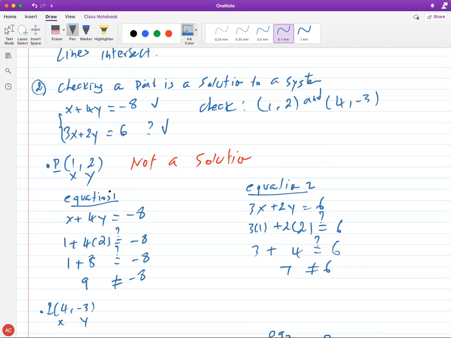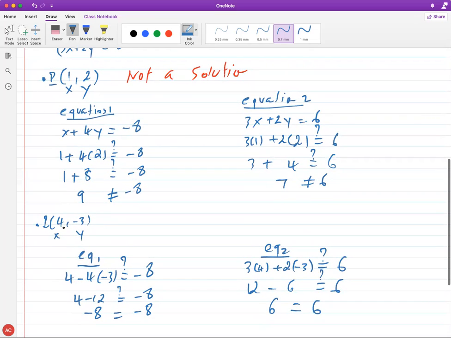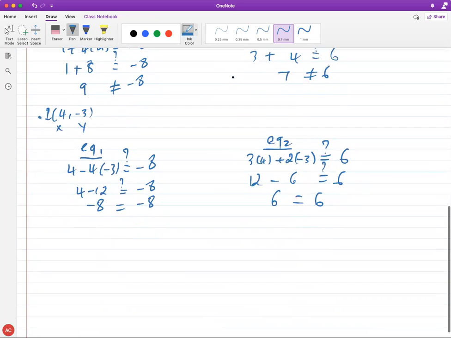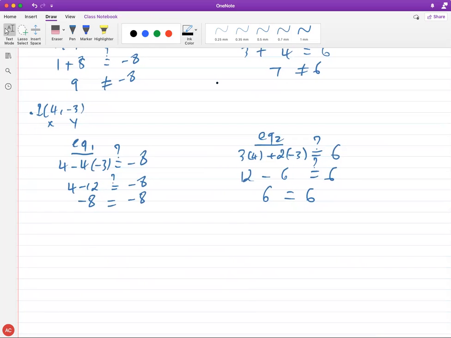It is a solution, which means this point belongs to the two lines. This point here belongs to the two lines. They either meet at that specific point, or the lines are the same, and this point that we checked happens to be one of those points. But that means it is one of the solutions. It's either the only solution or it's one of the many solutions. That's basically the idea of checking whether a given point is a solution to a system.